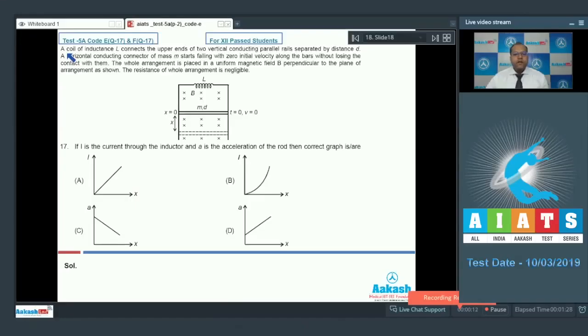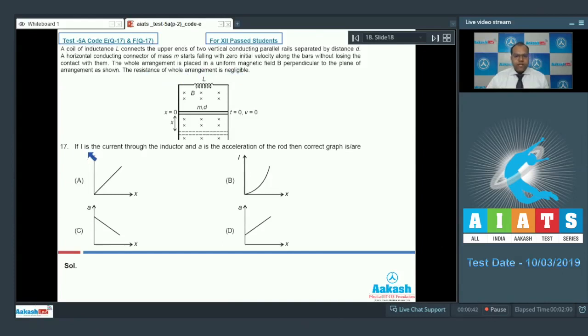So in the first paragraph containing question number 17 and 18, it is given that a coil of inductance L connects the upper end of the two vertical conducting parallel rails separated by a distance d. A horizontal conducting connector of mass m starts falling with zero initial velocity along the bars without losing the contact with them. The whole arrangement is placed in a uniform magnetic field B perpendicular to the plane of the arrangement as shown. The resistance of the whole arrangement is negligible.